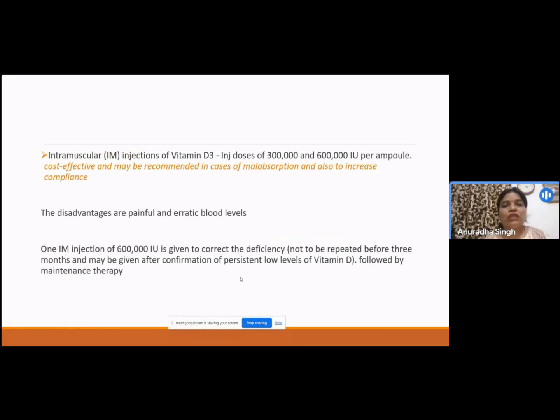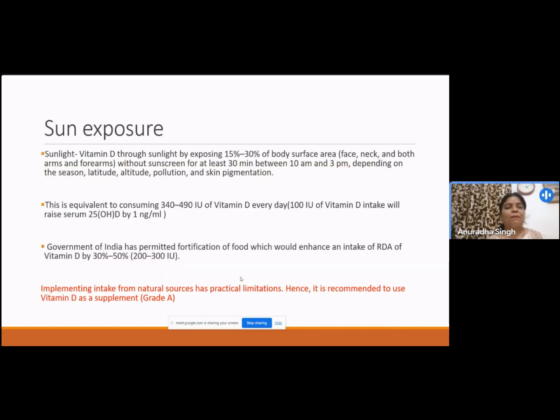For patients who are non-compliant or patients who have a malabsorption syndrome, injections are also available, but these are painful and erratic. And because they have doses in lakhs of international units, they are not to be repeated before 3 months. And it has to be followed by a maintenance therapy.